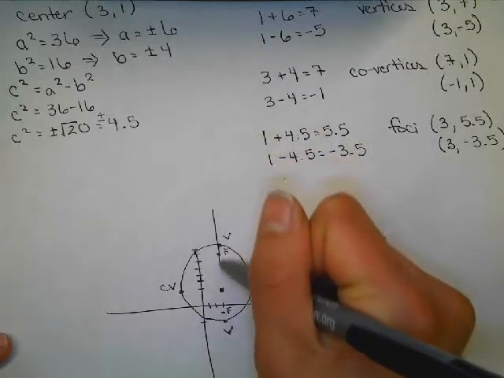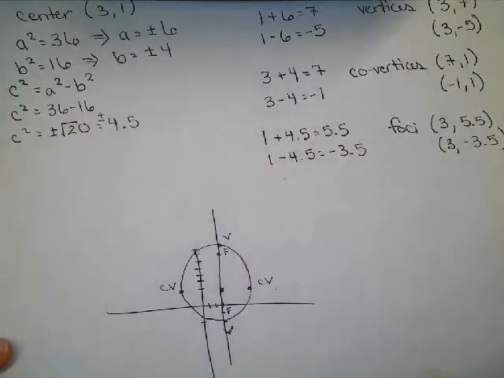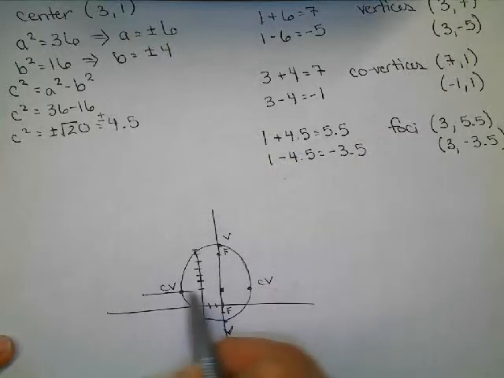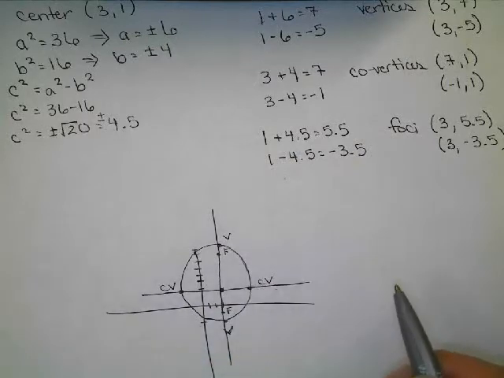And you'll see here, your ellipse should be longer in the y direction because that's the major axis, and shorter in the x direction because that's the minor axis. And that's how you can find all the pieces you need for an ellipse.